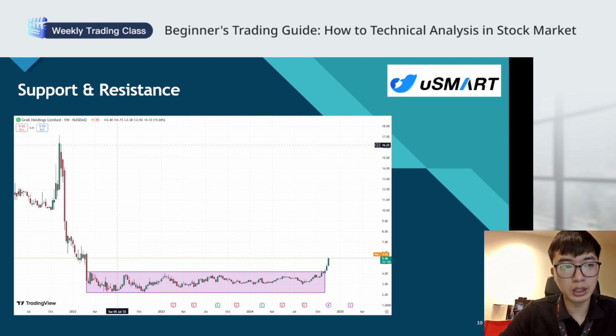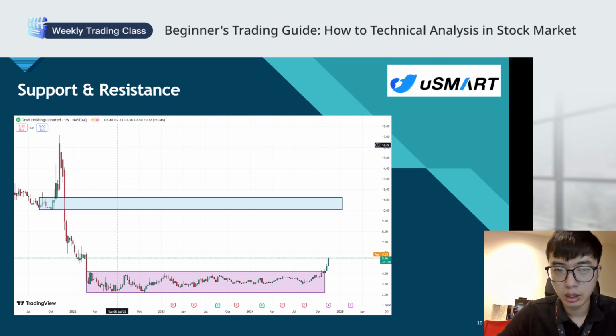So this is Grab Holding. It has been consolidated for the past three years. So this is the weekly chart. It took a long time, and then we can see that it breaks out of the weekly chart. So usually when it breaks out of the weekly chart in the long time frame for investors, you can try to target the next resistance.